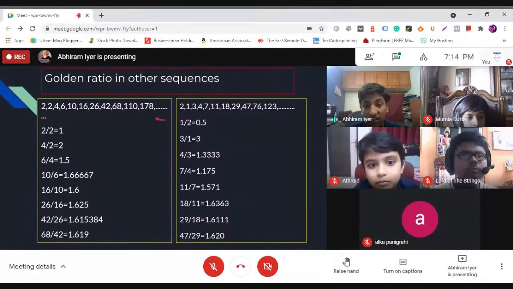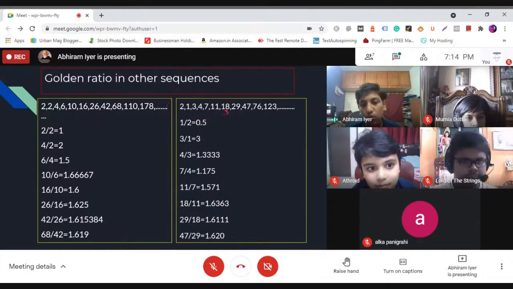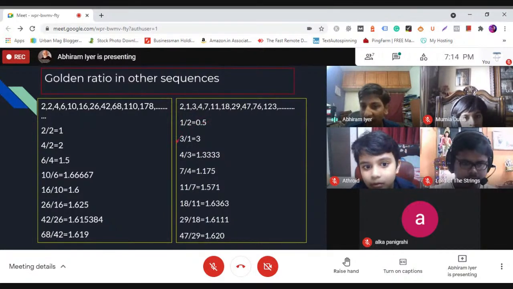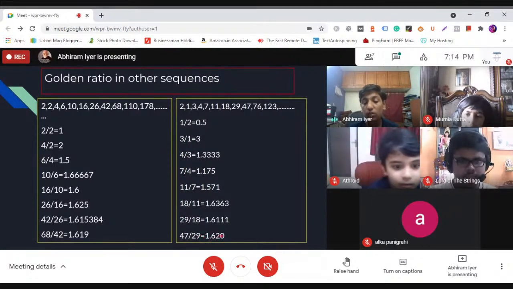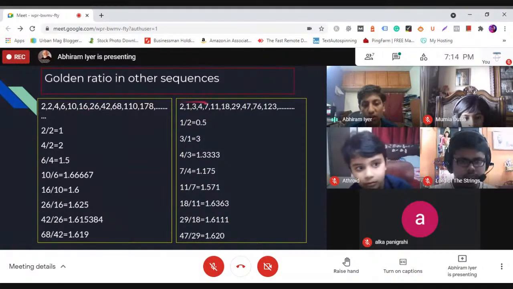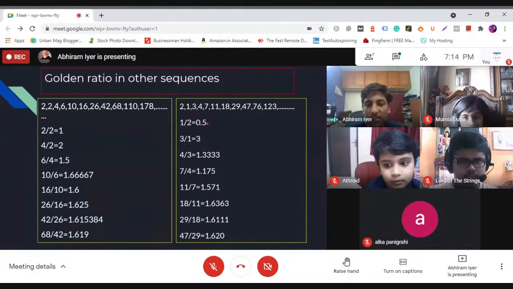Then we have another sequence. So what I have done here, in the golden ratio we have 1, 1, 2, 3 like that, but I have flipped 2 and 1, so we get this sequence. 1 by 2 is 0.5 again, 3 by 1 is 3, 4 by 3 is 1.3. Here it gets close really fast. Then 7 by 4, it gets even closer. And if you move down, 49 by 21 is 1.6120, which is really close. So like that, the golden ratio is present in many of the sequences in the world.